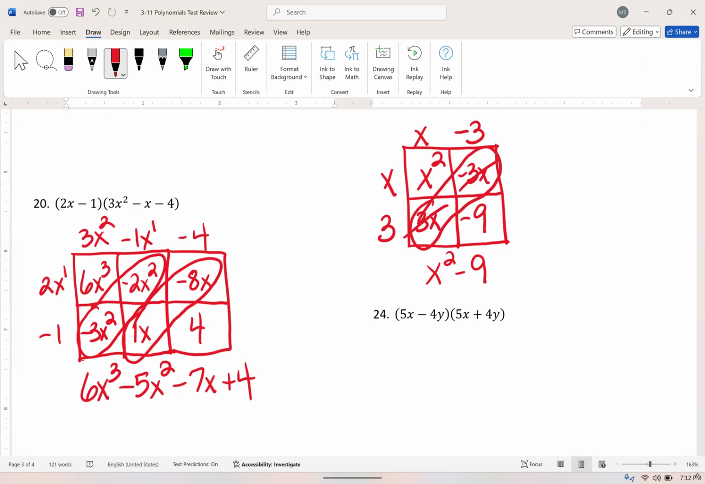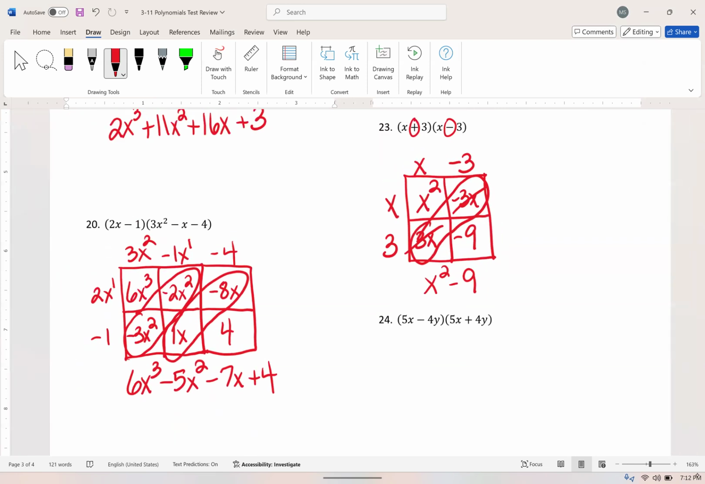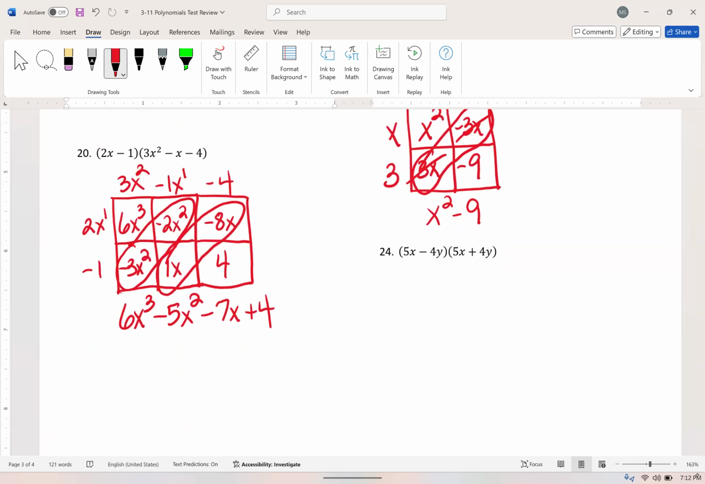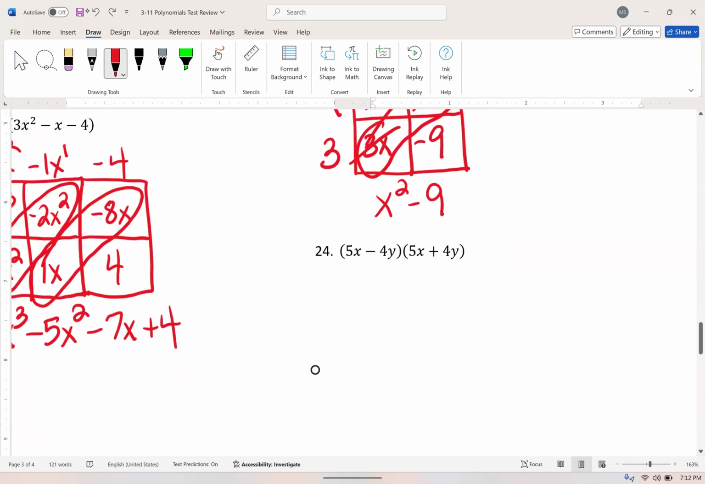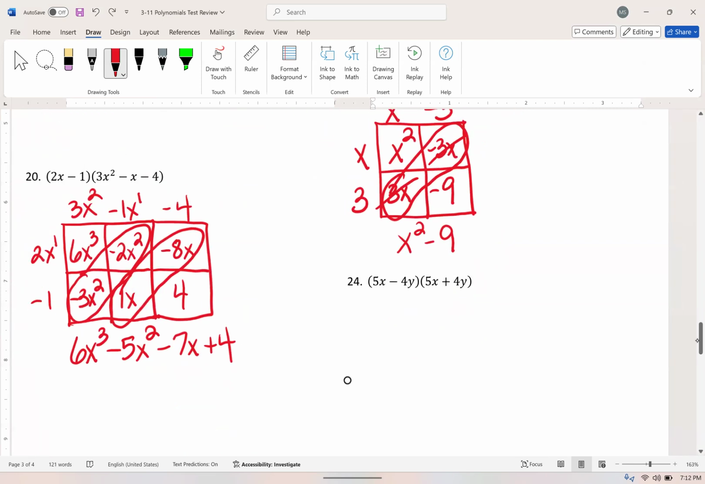Okay, number 24, whoops. Let's make a box again. Oh, sorry. Having a little technical difficulty here. I don't know what I'm doing here, but I'm doing something to make this thing change size.